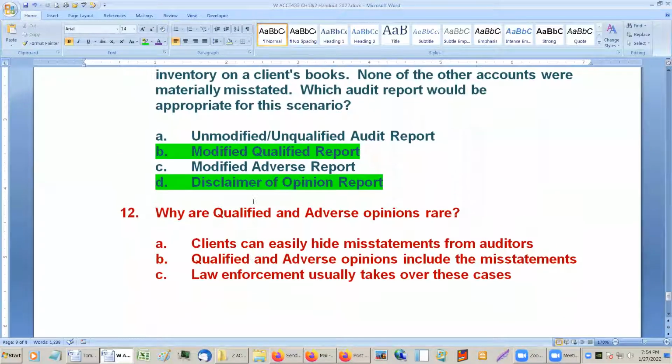Why are qualified and adverse opinions rare? B. Yep. It doesn't do a company any good to have those.